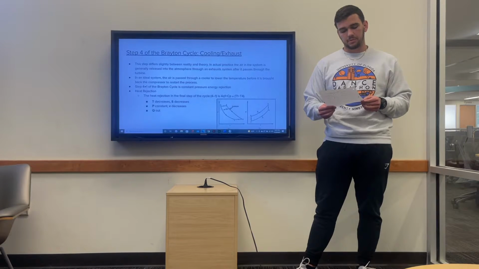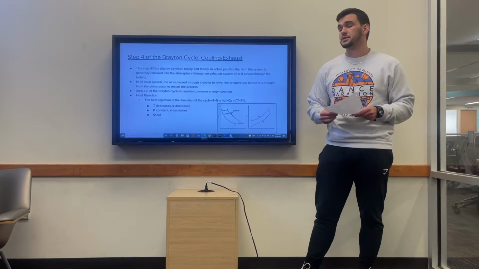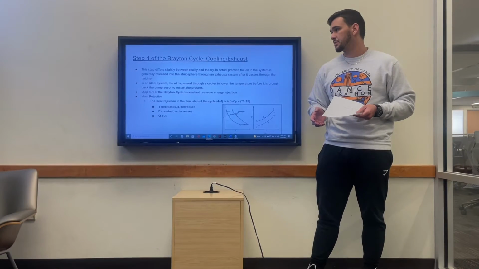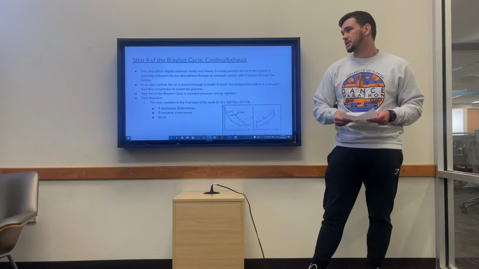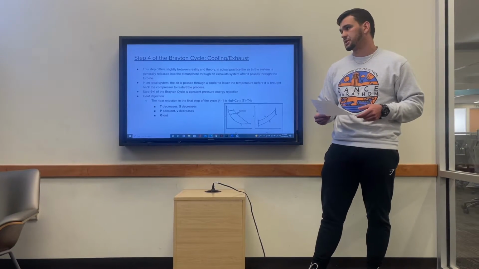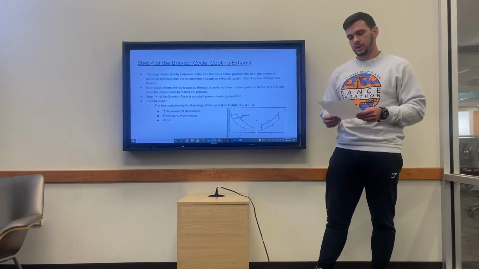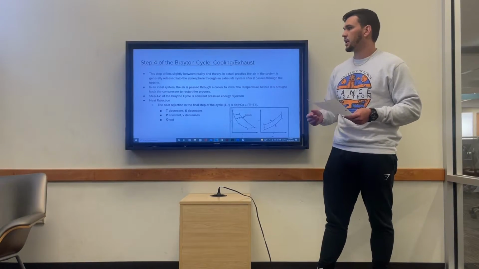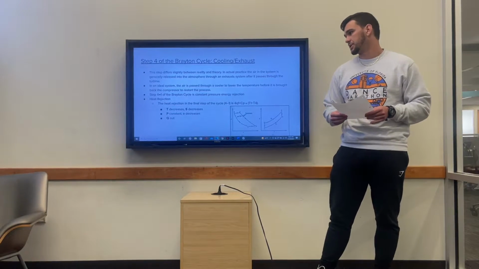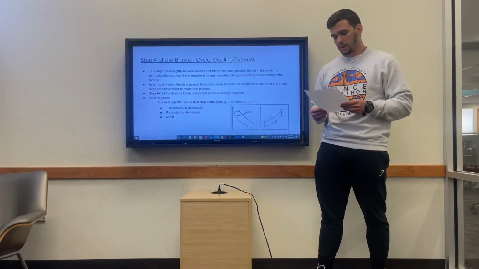And the final step is the heat rejection process. This differs slightly between an ideal and a real Brayton system. In actual practice, the air in the system is generally released into the atmosphere through a series of exhaust pipes after it passes through the turbine. In a real system, the air is passed through some sort of cooler to lower the temperature before it is brought back to the compressor to restart the process.